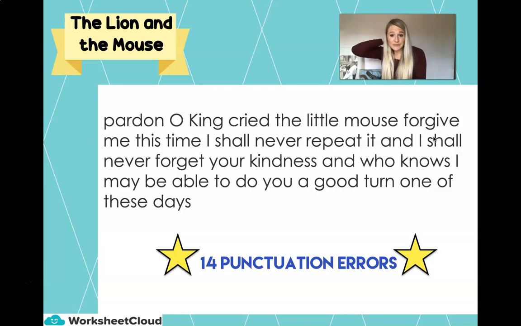Right, so already, if I just read this, there's no punctuation here, okay, which is quite obvious. But if I read this, "Pardon, O king," cried the little mouse. Already as I read that, I'm picturing somebody speaking. And there's a clue. There are 14 punctuation errors. And the clue that I'm giving you is that if I say, "Pardon, O king," cried the little mouse, that would be somebody speaking. So, it's your turn. Press pause and go.